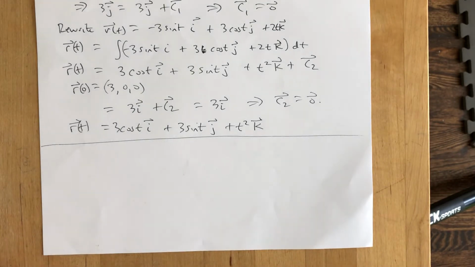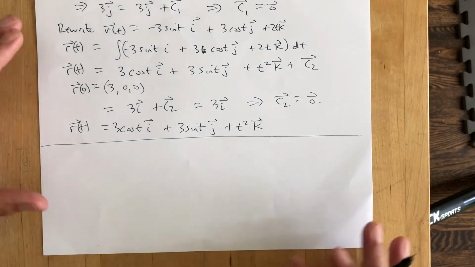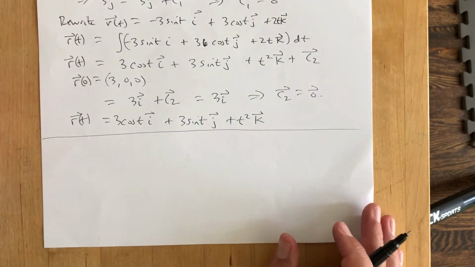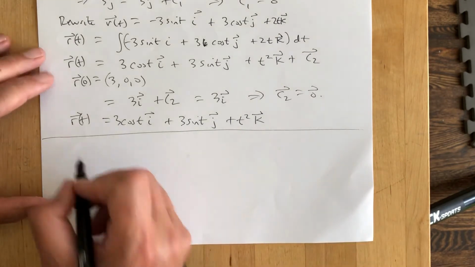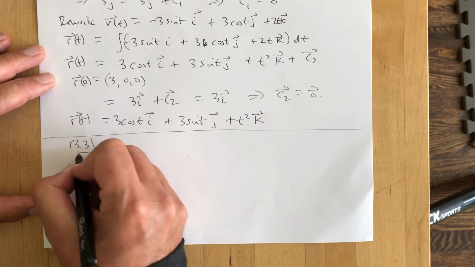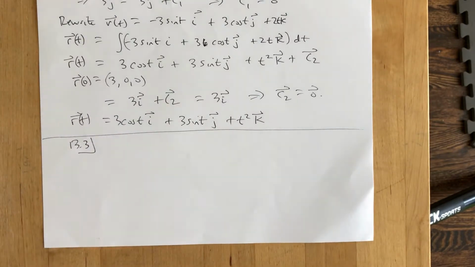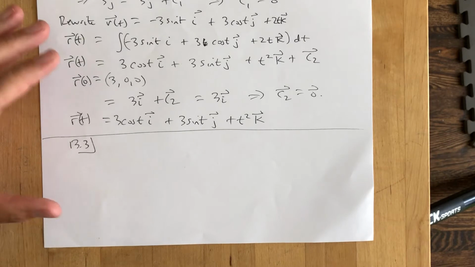Okay. So the next section is really the precursor to 13.4 and 13.5, which are a big deal. So 13.3 is really about some theory that we need. It's a really interesting section, and it has to do with arc length.